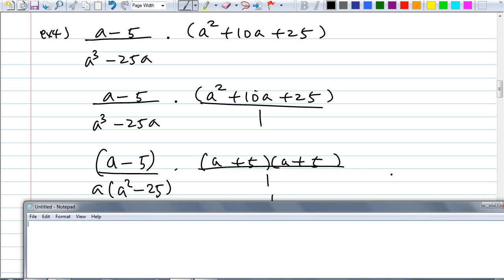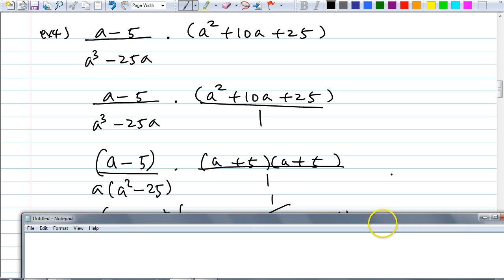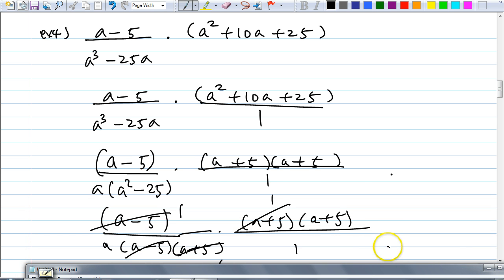Anybody? Am I done factoring? Yeah. So let's factor out the difference of squares. You should all know by then that this becomes a minus 5 times a plus 5.